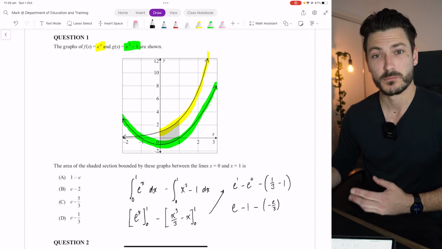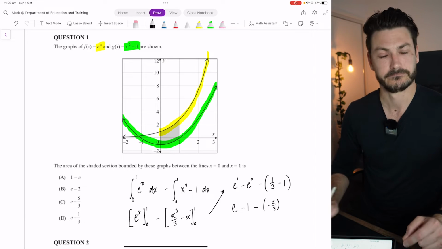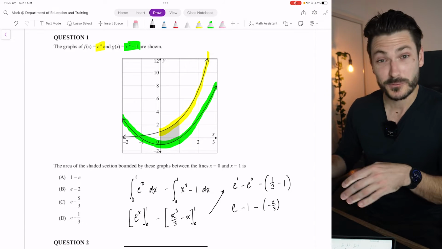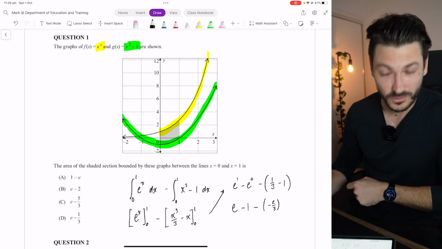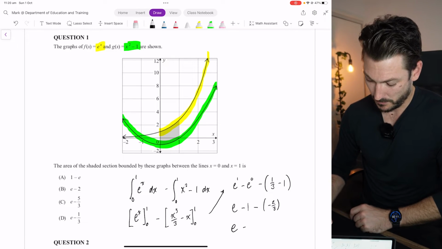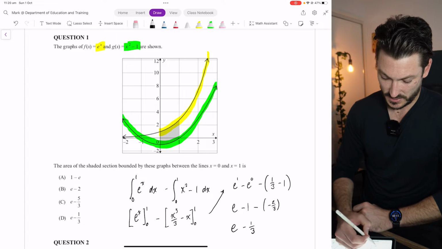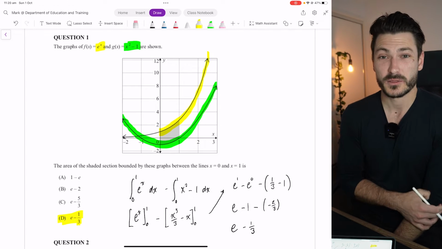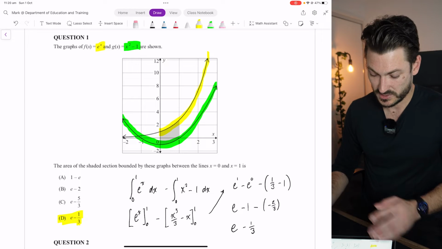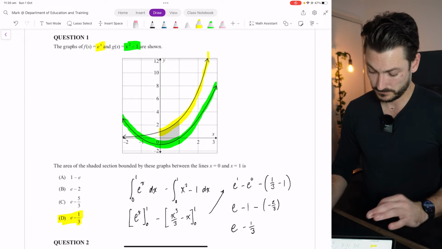So the subtraction, I'm going to start again there. If I'm taking away a negative, I'm going to be adding it on. So it's going to be e minus 1 plus 2/3, which is going to equal e minus 1/3, which gives us the answer of D. So if you're not great with integration and substitution and algebra and stuff, that one might take you longer than 1 minute.